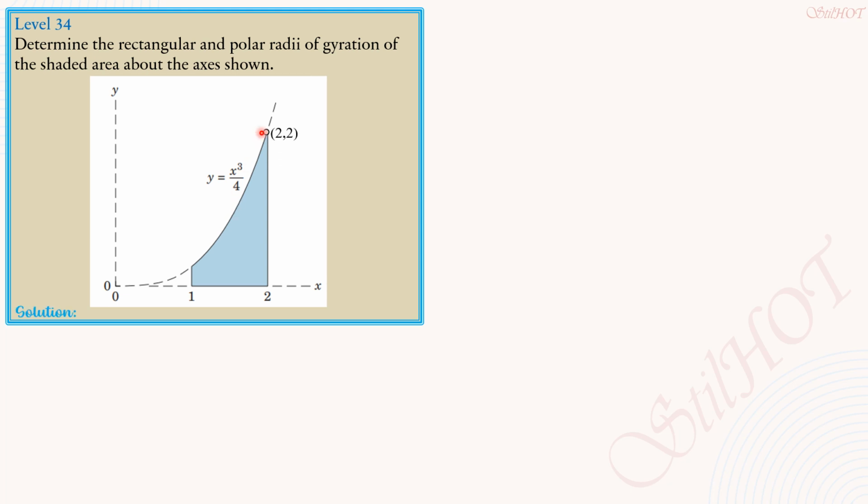By the way, this is (2, 2) because when x is 2, 2 cubed over 4 is 2 also. While here, when x is 1, y is 1/4. So that's (1, 1/4). So Ix is bh cubed over 3 times (3n plus 1), if you can recall the formula we derived from level 4. And Iy is b cubed h over (3 plus n), where n is the degree of the curve for this guide.